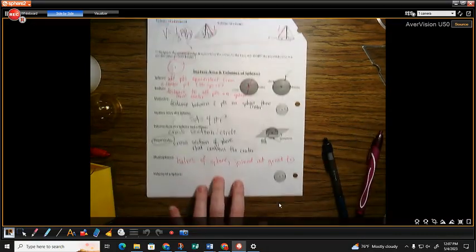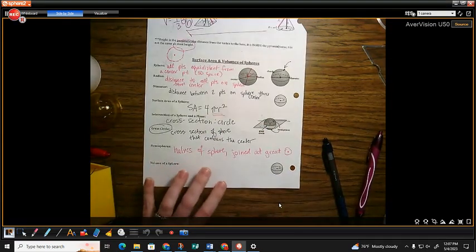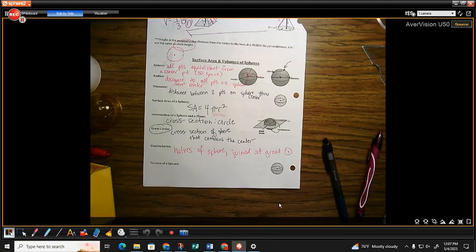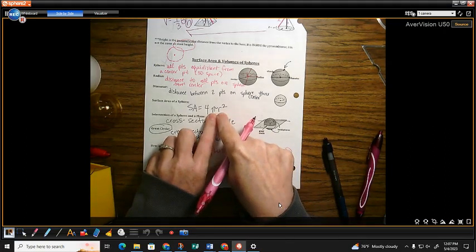Do you notice anything interesting about that formula? What is pi r squared? It's the area of a circle. Guess which circle it's the area of? The great circle.